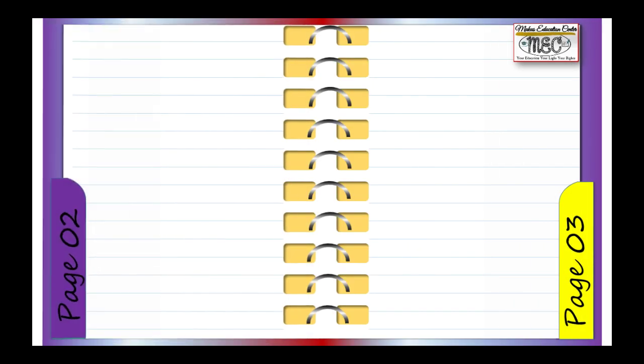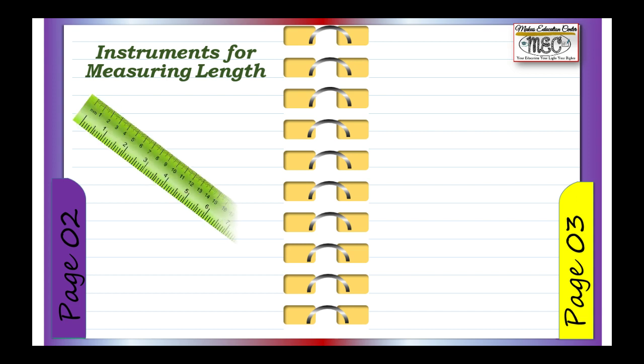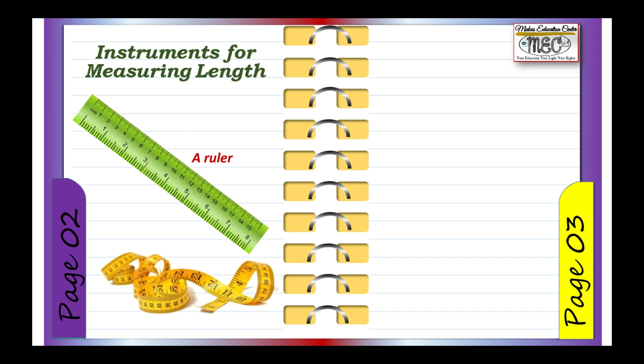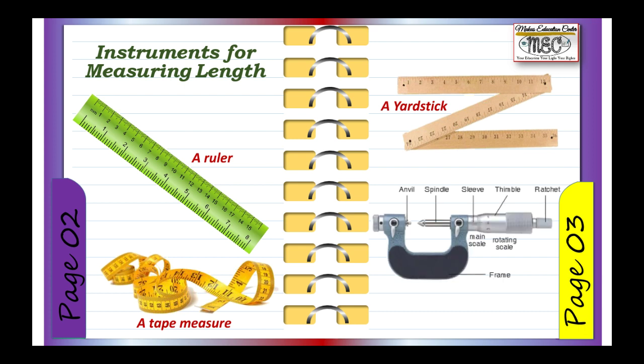Now, there are many instruments that we use when you are measuring the length. The commonly used ones are the next one. The first one, you know this one, you can name it. It is a ruler. The next one, you have learned it in science when we were talking about the masonry tools. It is a tape measure. The next one, you can name it. This is a yardstick. The last one, as you see, it is what you call the micrometer screw gauge.